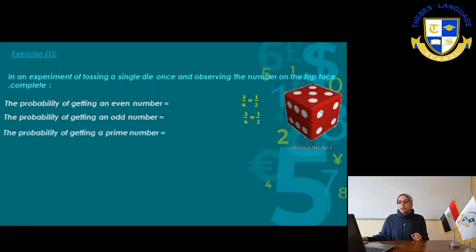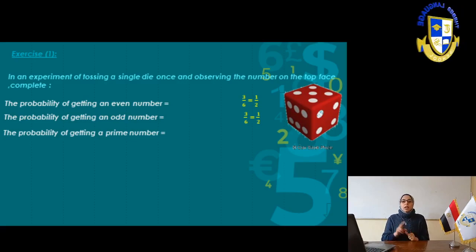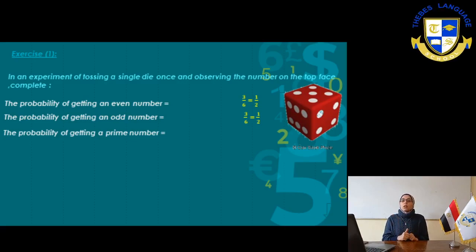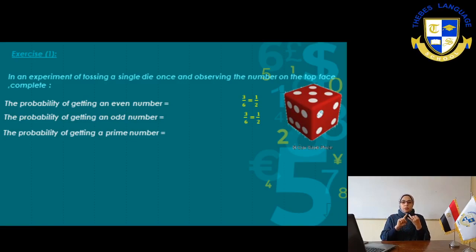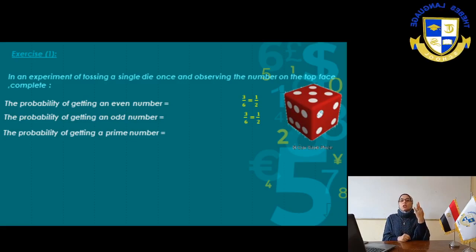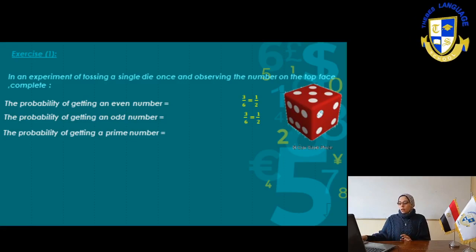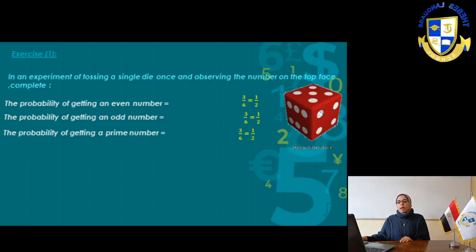The probability of getting a prime number. What are the primes? Do you remember? A prime is a number which has just 2 factors, which are 1 and the number itself. What are the primes in the die? 2, 3, and 5. So we also have 3 prime numbers over 6, the total number of faces of the cube. And then simplify it, it will be half.